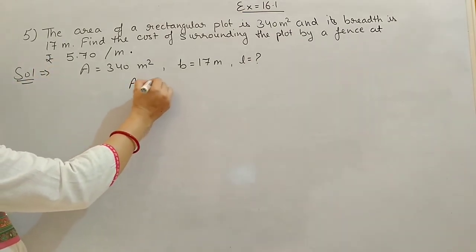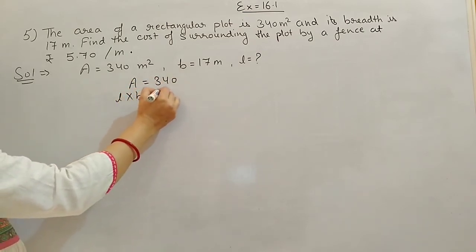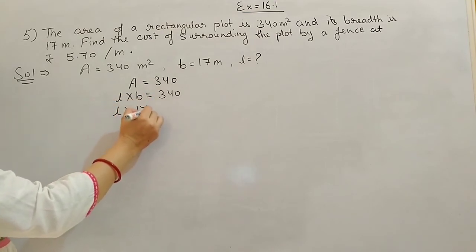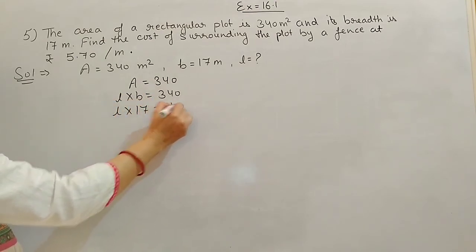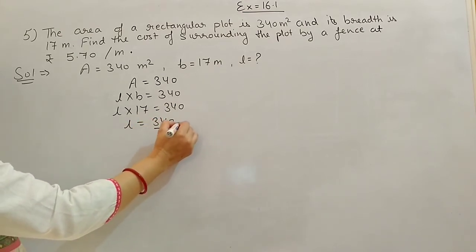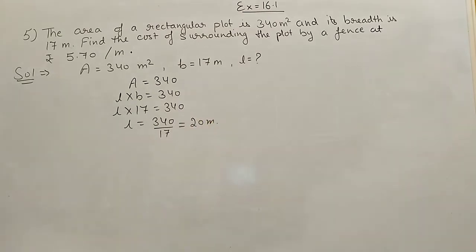Area is given 340. Area formula is length into breadth is equal to 340. Length we have to find out. Breadth is given 17. So length will be 340 divided by 17, which will be equal to 20 meter. After getting length, now we can find out the perimeter.